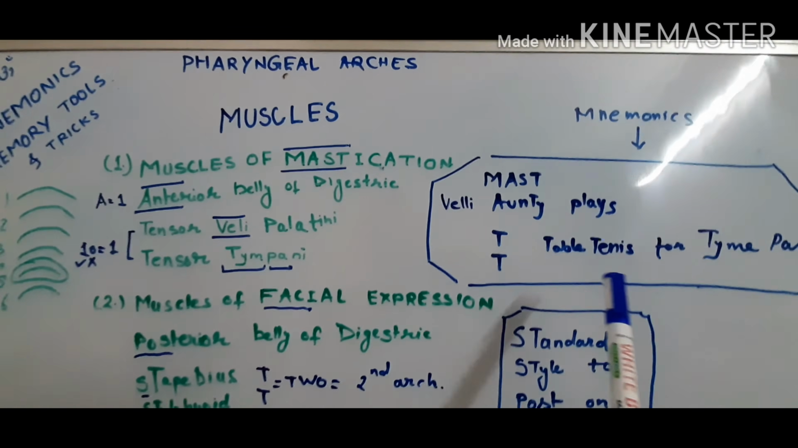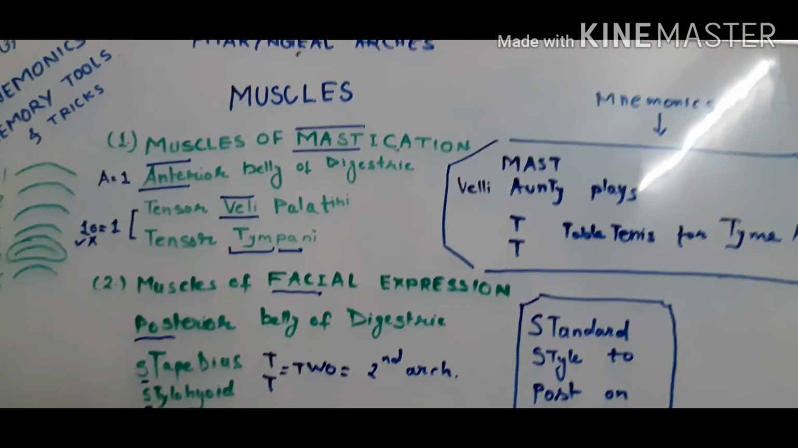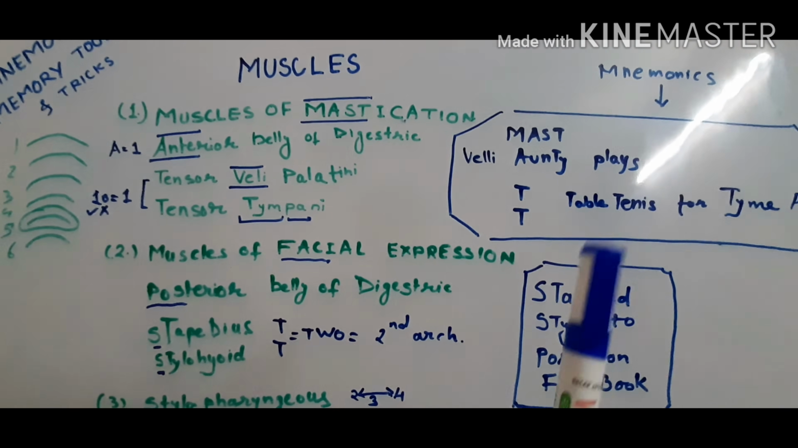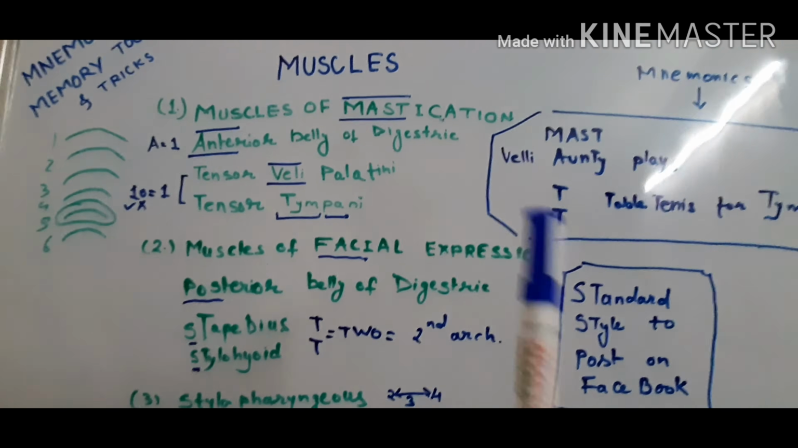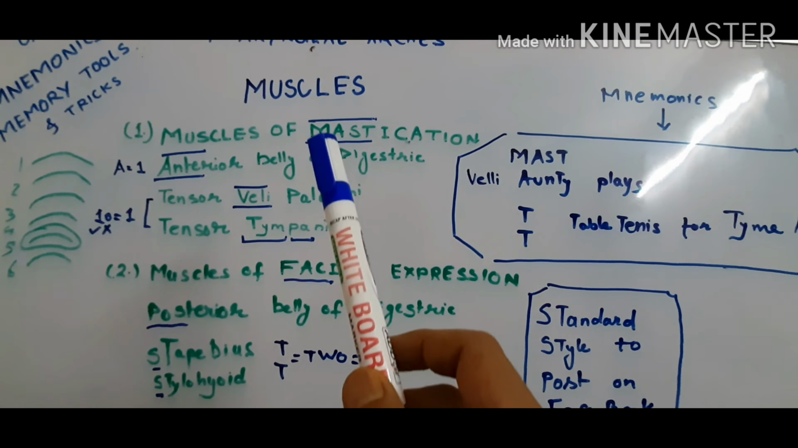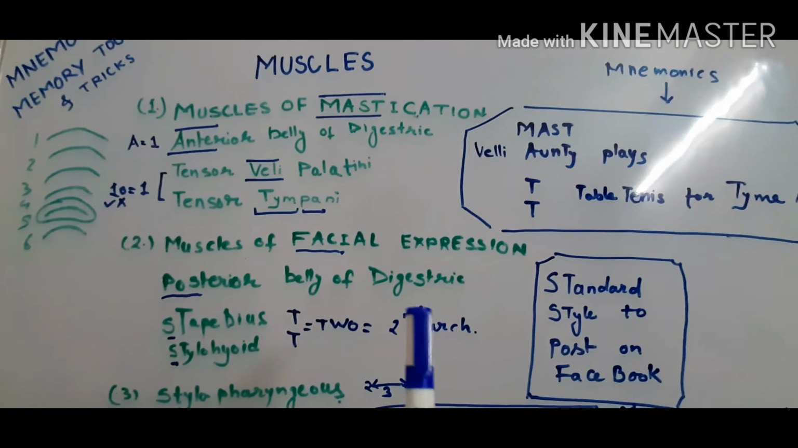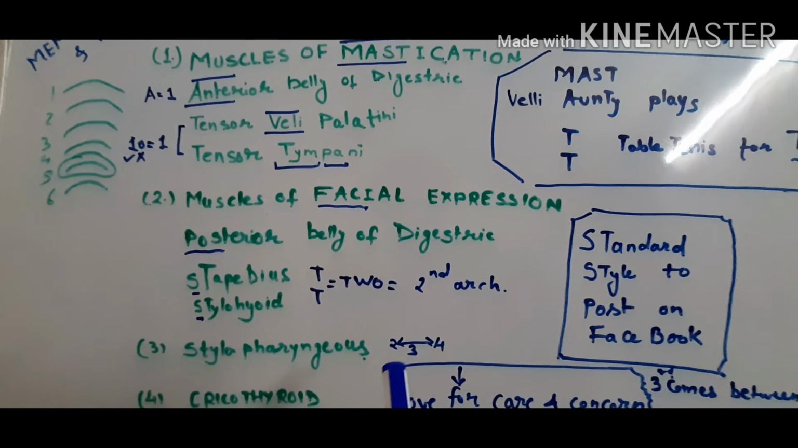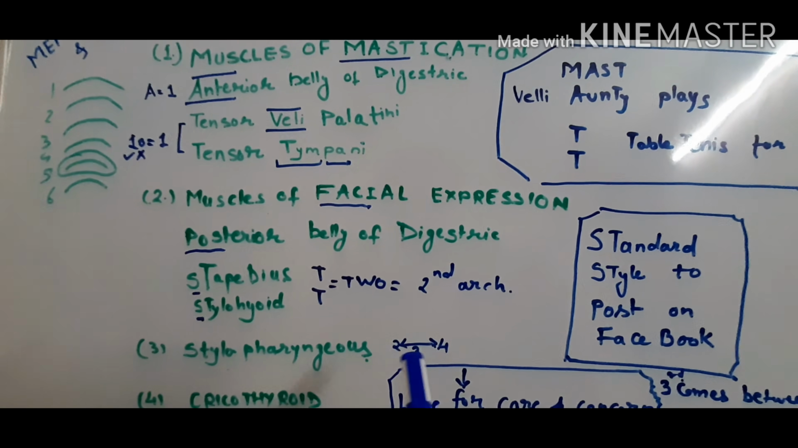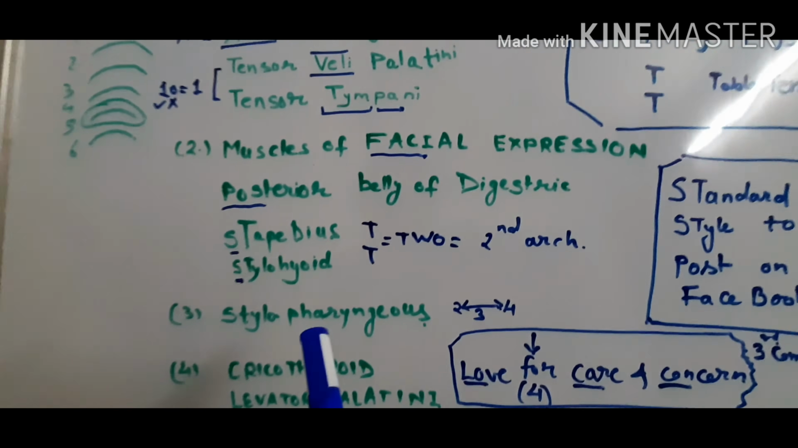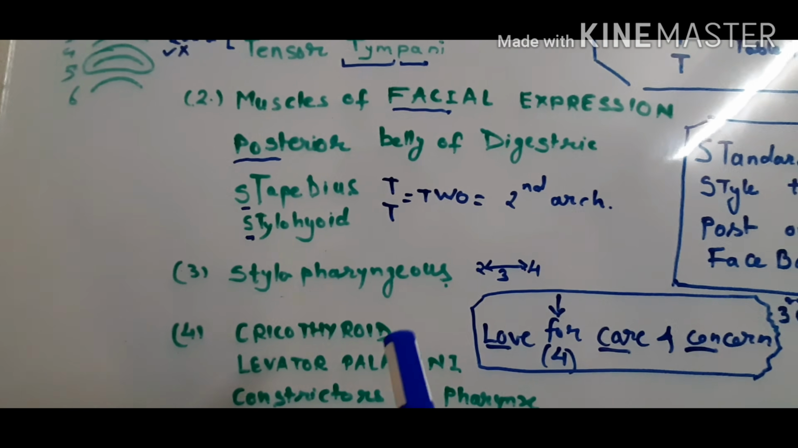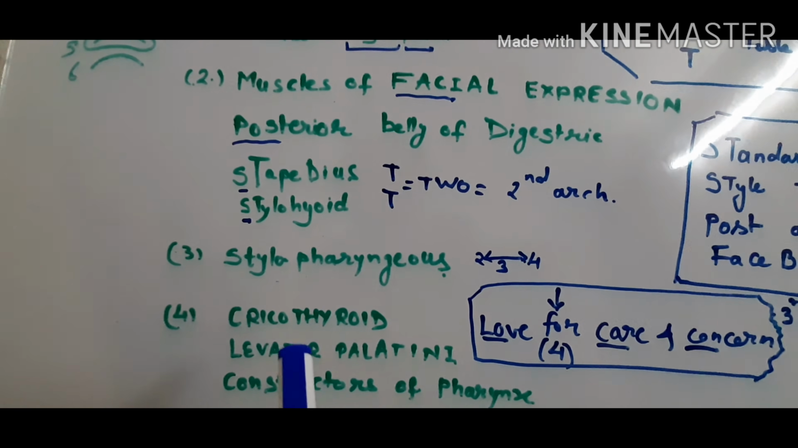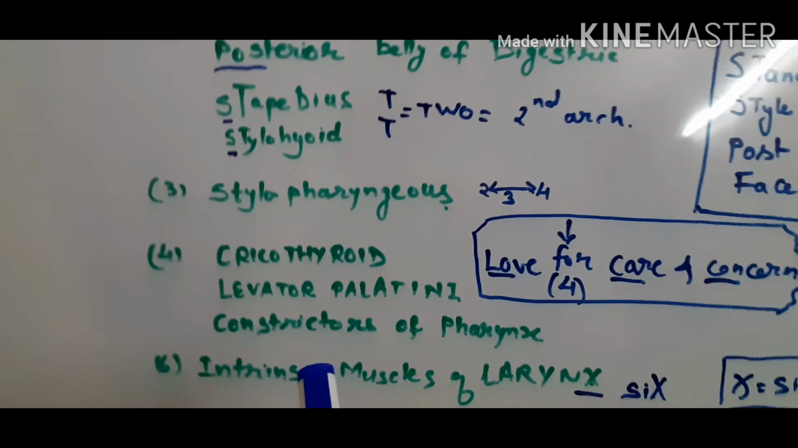So in table tennis she is using muscles of hand, and in facial expressions she is smiling, again using muscles of face. Okay, and she is chewing chewing gum, so you can correlate muscle of mastication with this. Then stylopharyngeus, so this is not of second arch, this is not of fourth arch, so in between 2 and 4 comes the 3, so stylopharyngeus will be 3. Okay, just remember, nothing specific mnemonic is required for this.